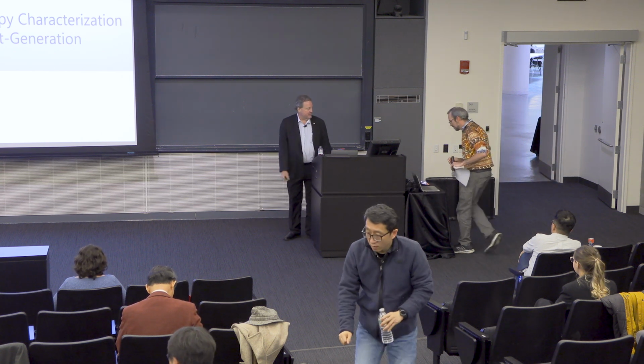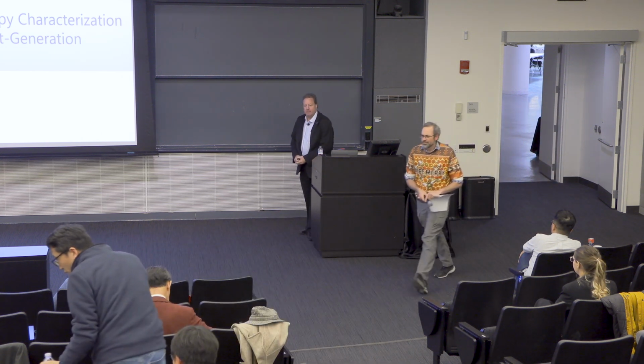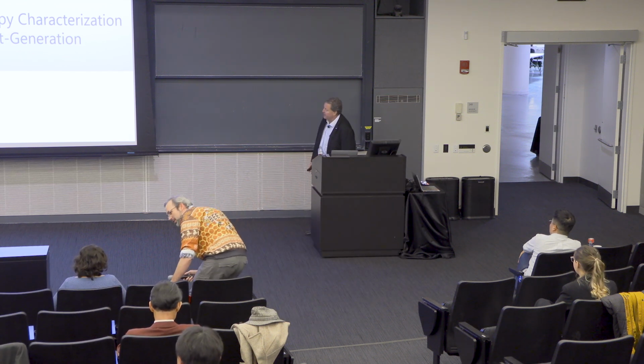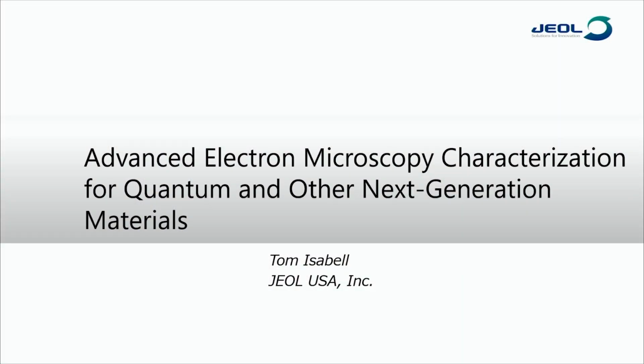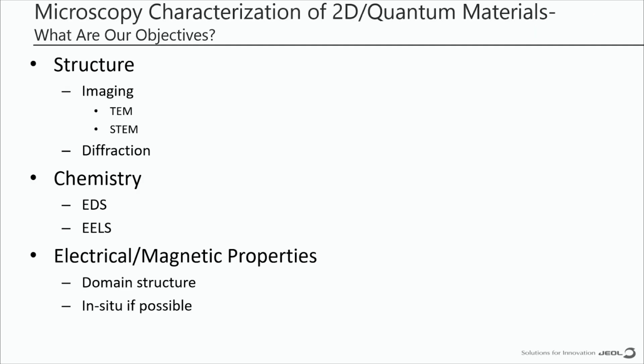Thanks again to you all for organizing this and for inviting us and having us here. So what I'm going to do today is go through using advanced electron microscopy for characterization of 2D materials and quantum materials. So what really are our objectives with this? Certainly we've got to determine the structure with imaging, so either TEM or STEM. The chemistry we want to know. We can use chemical techniques like EDS or EELS to figure that out. Good to determine the electrical magnetic properties, domain structure, ideally do it in situ if we can.